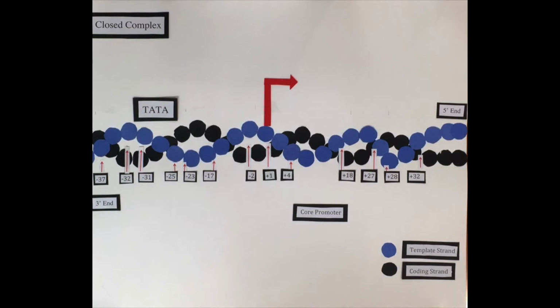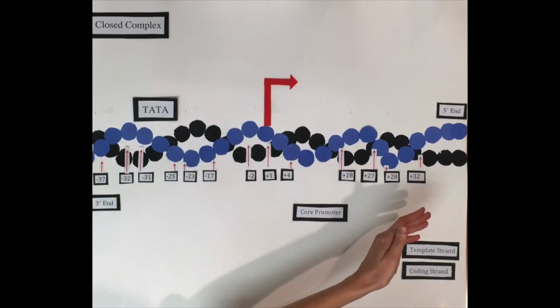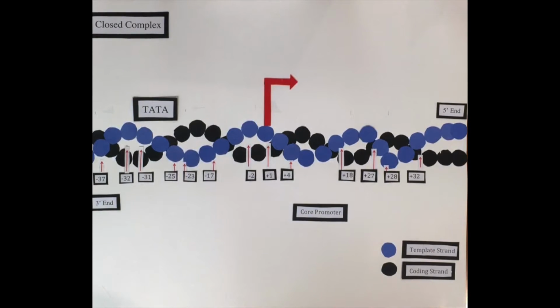The blue strand is the template strand, which in our diagram runs from 3' on the left to 5' on the right. The coding strand is represented by the black dots and is anti-parallel to the template strand, meaning it runs from 5' on the left to 3' on the right.